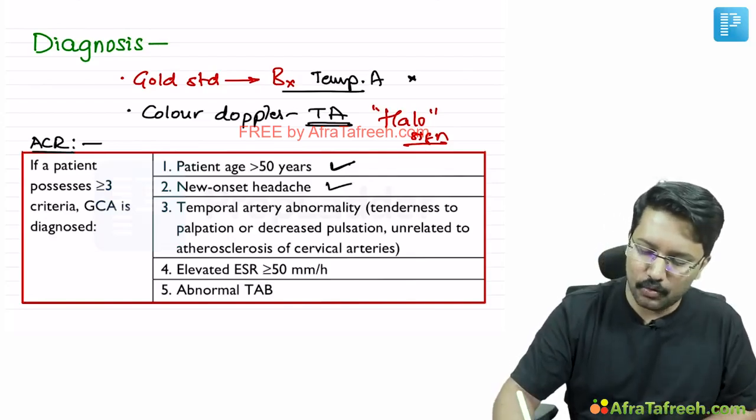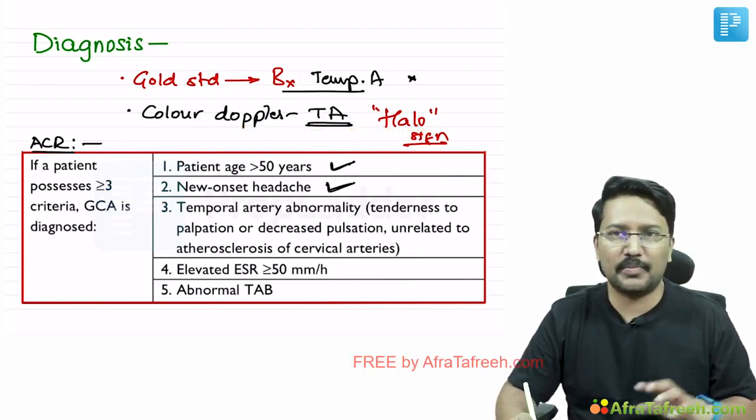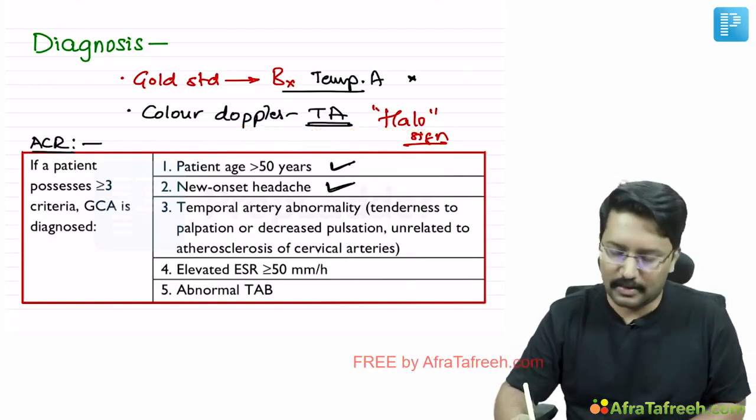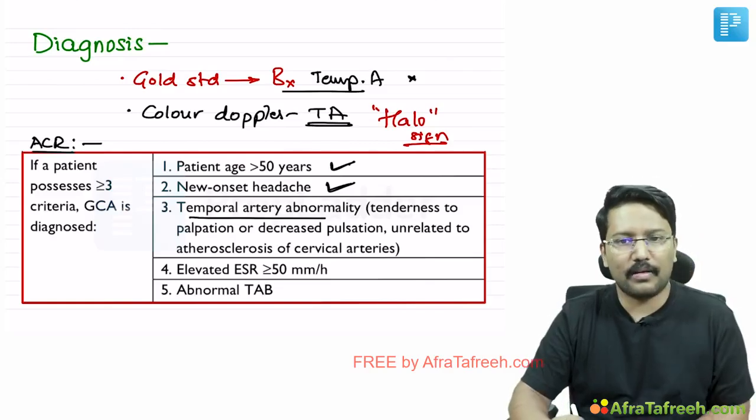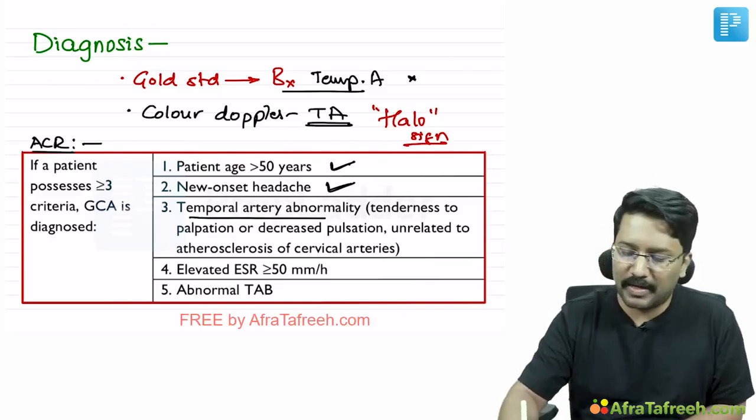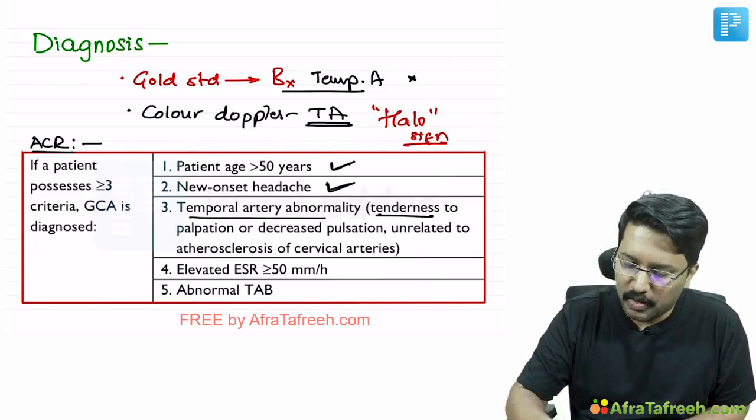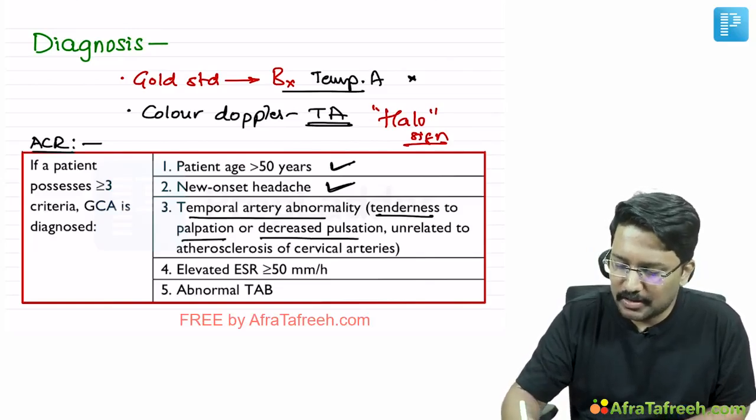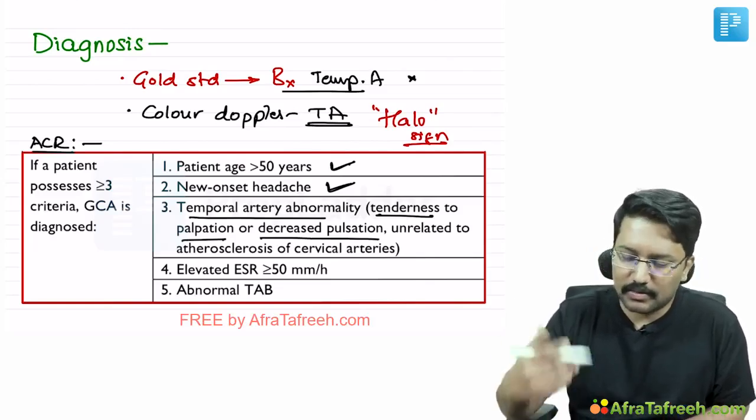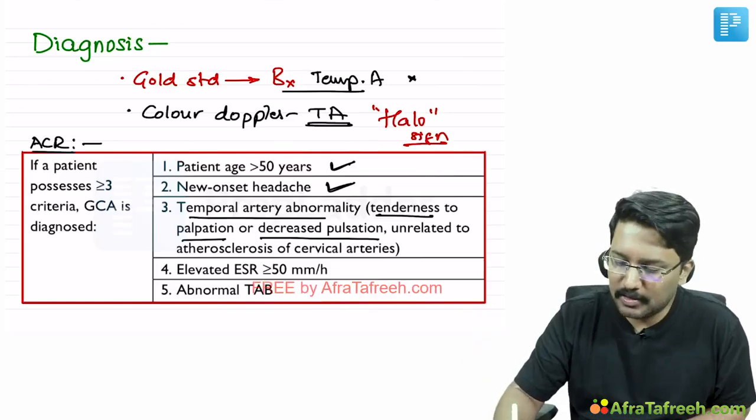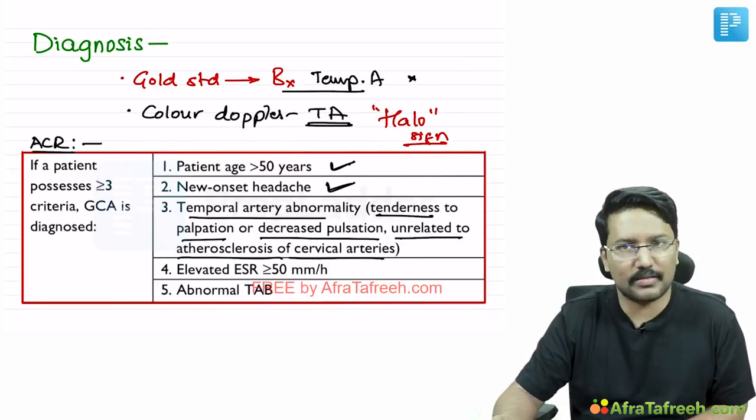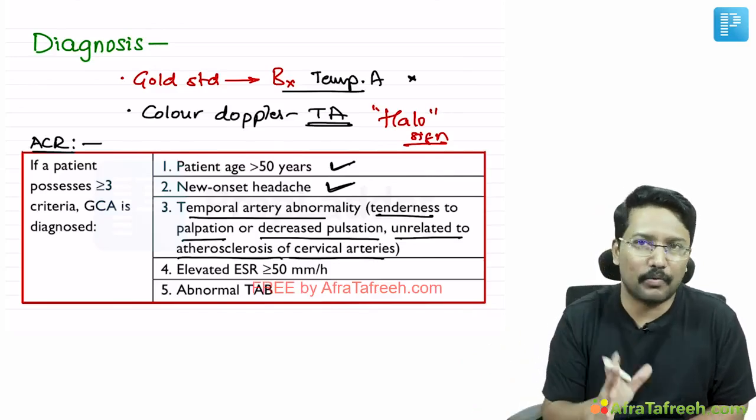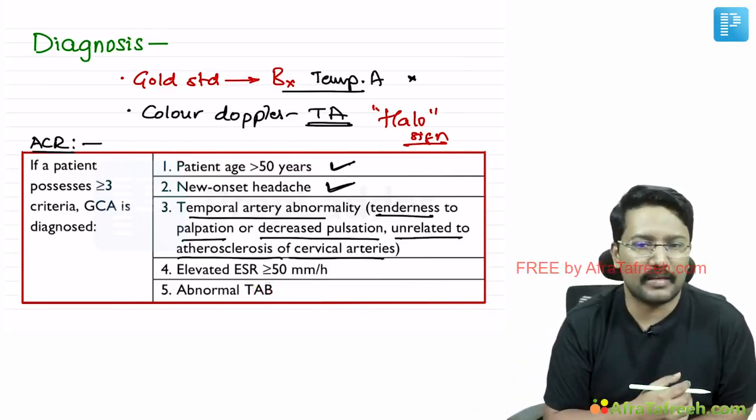Then the second thing is new onset headache, the patient presenting with new onset headache. The third one is about the temporal artery abnormality. Abnormality can be in the form of tenderness to palpation or decreased pulsation of the temporal artery. These abnormalities, mainly the decreased pulsation, should be unrelated to the atherosclerosis of cervical arteries, right? So that is about temporal artery abnormality on clinical examination.